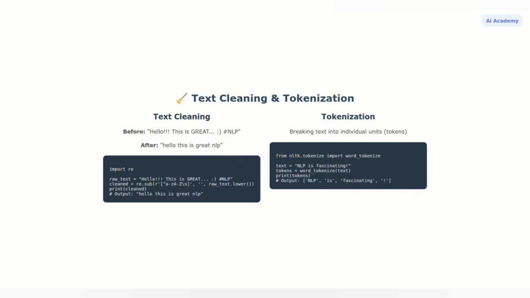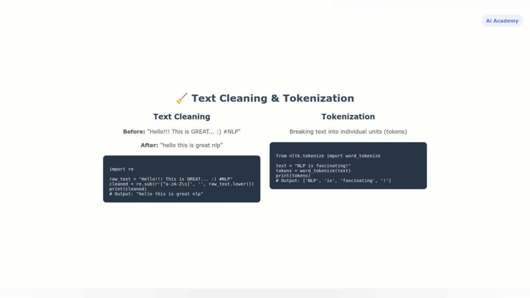Next is tokenization, breaking text into individual units called tokens. These could be words, sentences, or even characters, depending on your needs. This step is crucial because computers need to understand where one word ends and another begins, something that's easy for humans but challenging for machines.